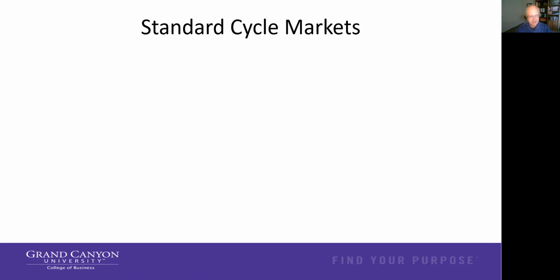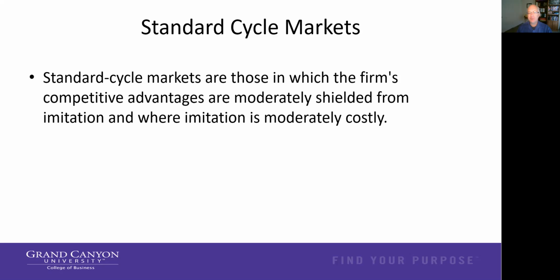So what about standard cycle markets? Standard cycle markets are those in which the firm's competitive advantages are moderately shielded from imitation and where imitation is moderately costly. Competitive advantages are partially sustainable in standard cycle markets, but only when the firm is able to continuously upgrade the quality of its competitive advantage.